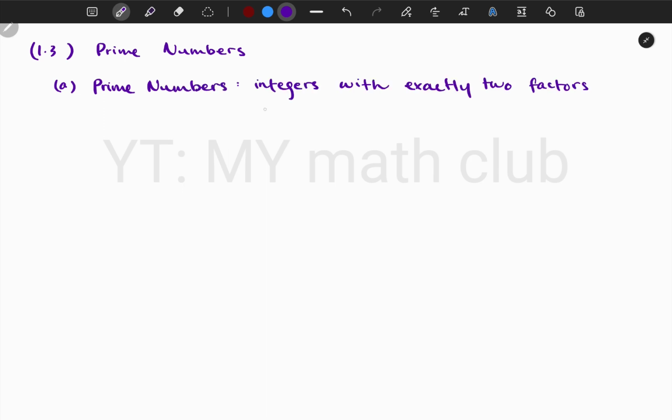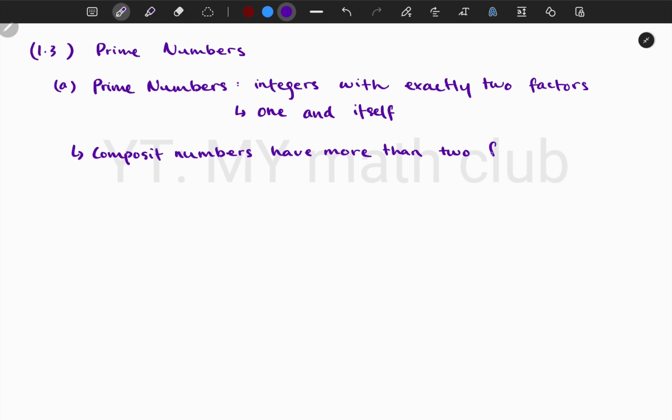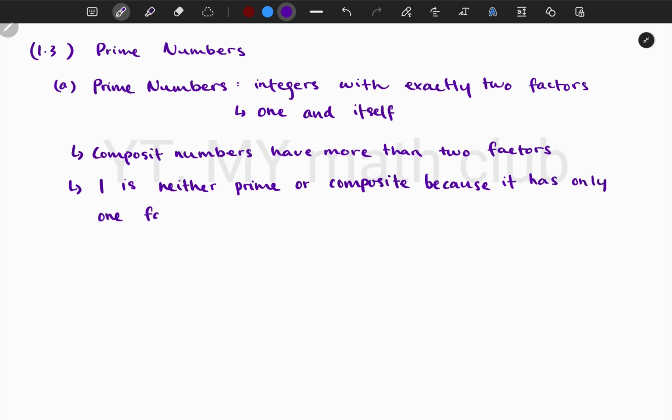Prime numbers are integers with exactly two factors, which is 1 and itself. Composite numbers are the opposite to prime numbers, so they have more than two factors. 1 is neither a prime number nor composite because it has only one factor.